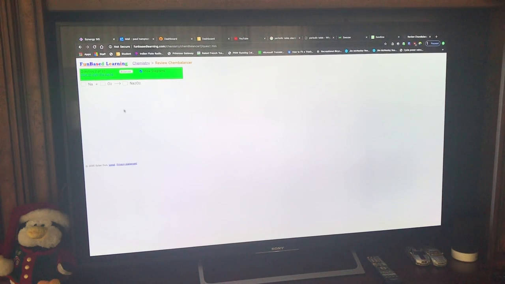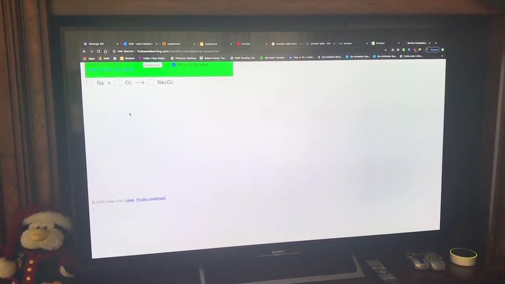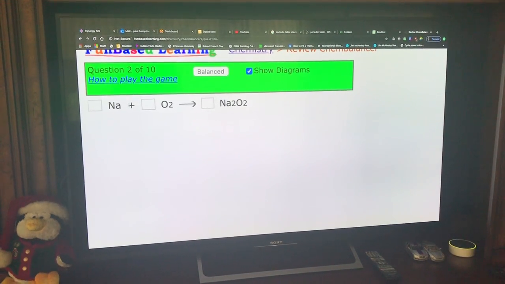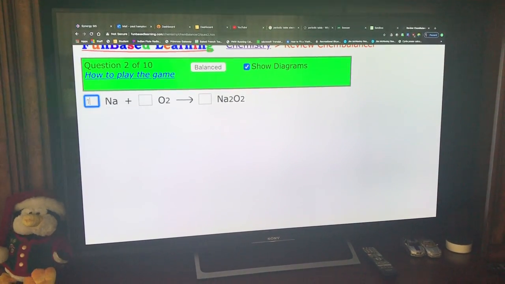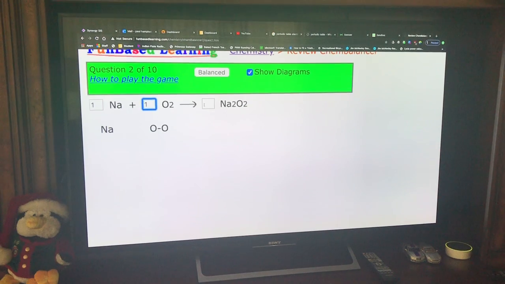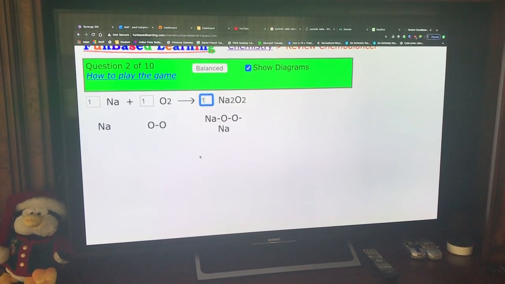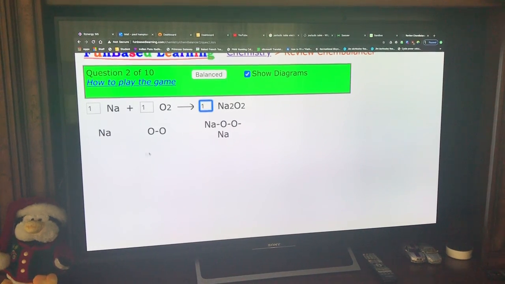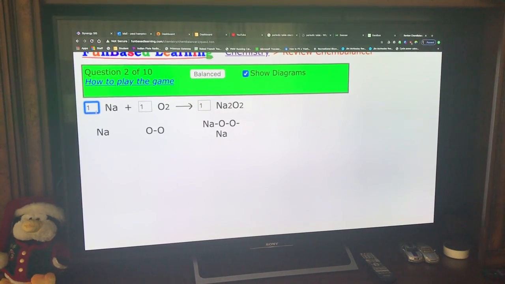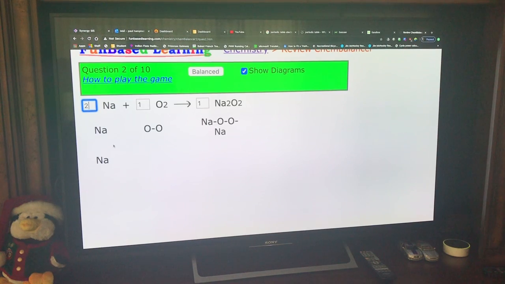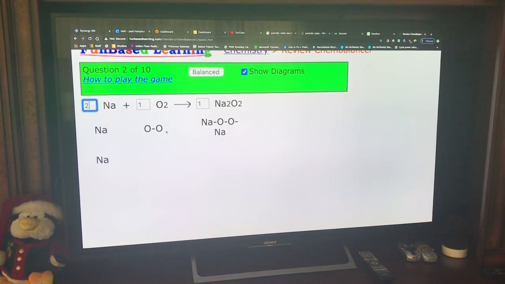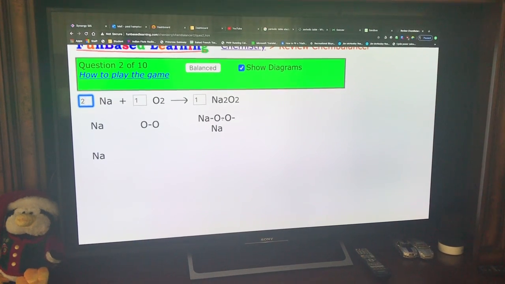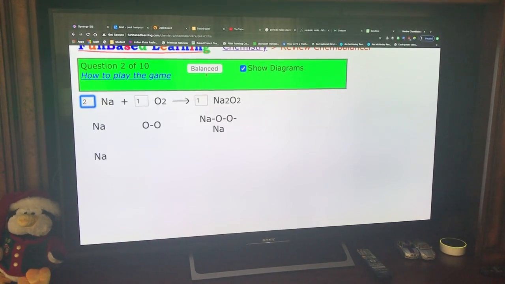So we'll go and we'll try one more before I leave you to yourself to go ahead and re-practice just a little bit. So again, I'm going to start with 1, 1, and 1. And so in this case, we can see there's 1 sodium on the left, 2 on the right. So I'm going to come in here and I'm going to change that to a 2. Now there's 2 sodiums on the left, 2 oxygens on the left, 2 sodiums on the right, 2 oxygens on the right. It is now balanced.